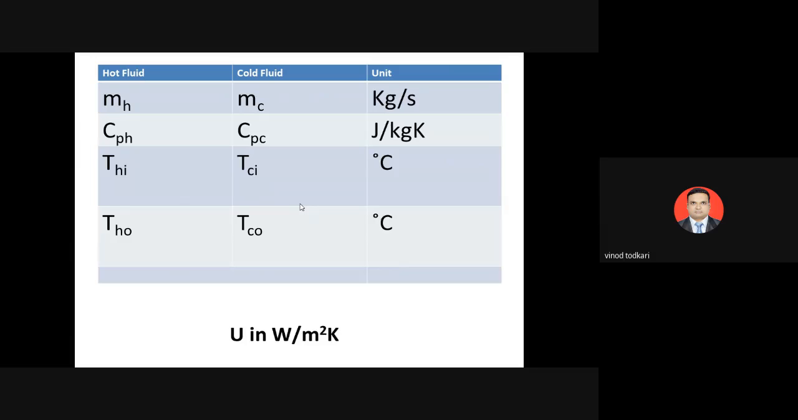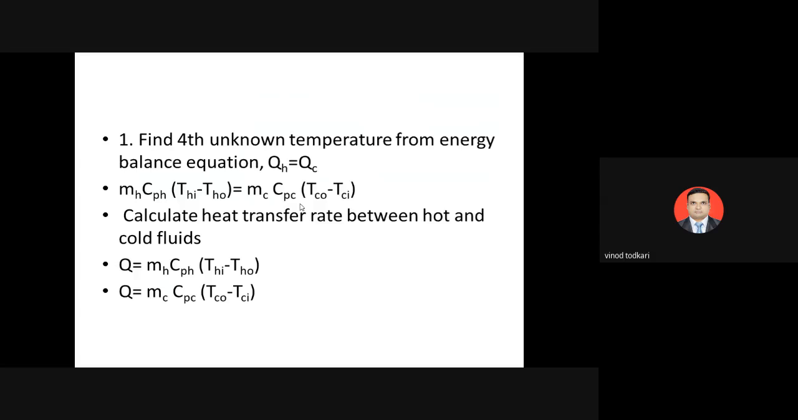In first step, we have to write down the given data in a tabular format, right? Mass flow rates, specific heats and temperatures. At the end of table, we have to write down the value of overall heat transfer coefficient. Now, what was the first step? The first step is to apply energy balance equation.